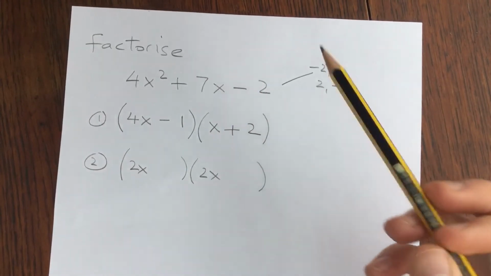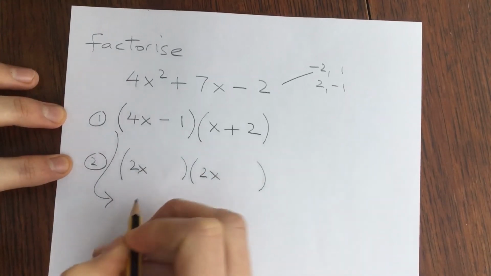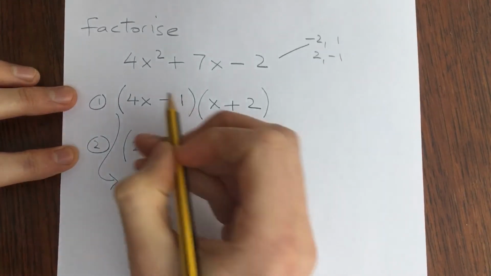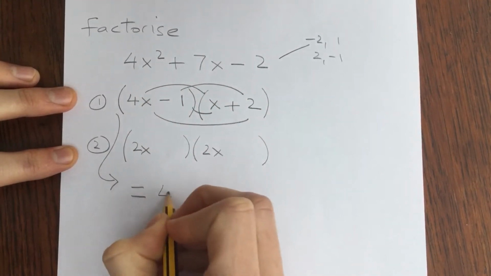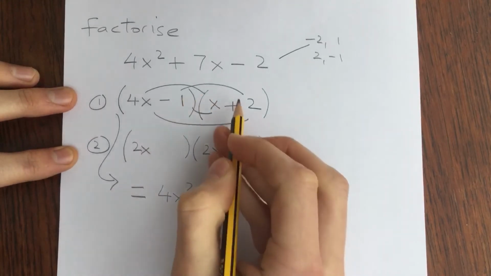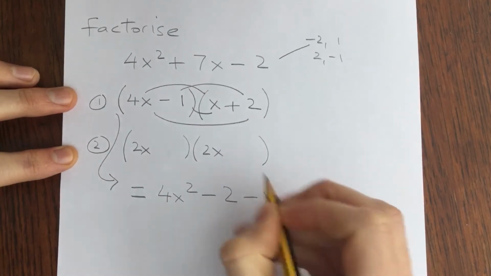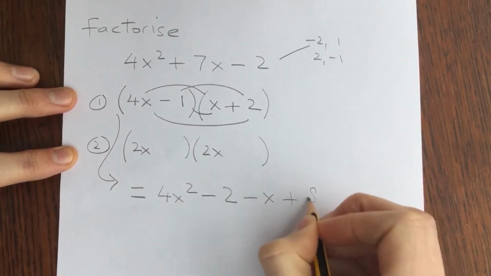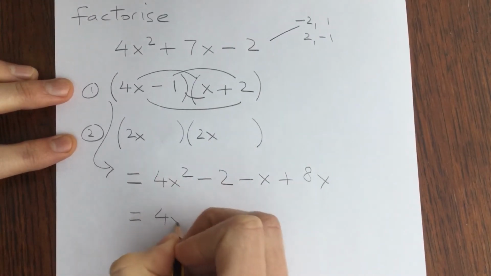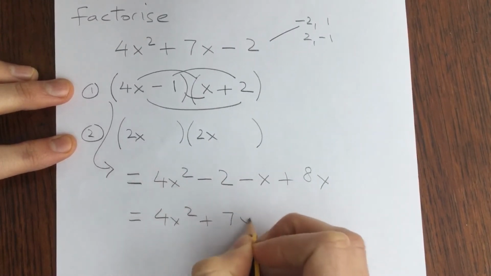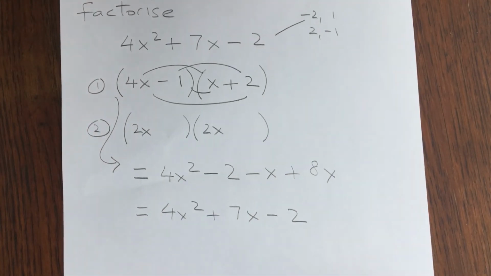And it looks like we've got to our solution, which we can check. So just coming down here, what does that get us? Adding on my eyebrows, nose and mouth, we've got 4x squared, -2, minus x, plus 8x. Simplifying, that gets us to 4x squared plus 7x minus 2, which is what we wanted to get to.